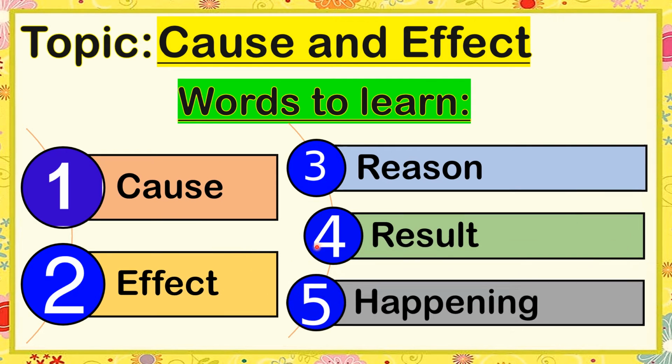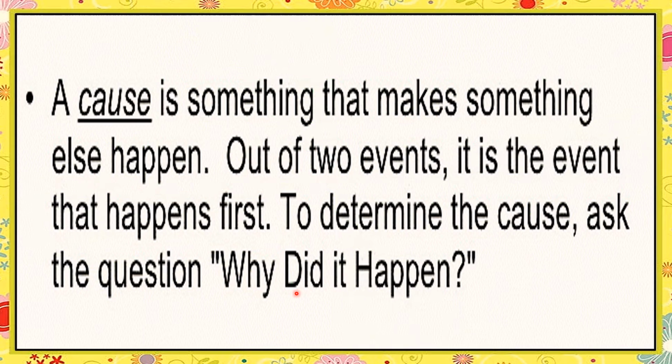And number 5, happening. Now class, let us discuss these words one by one so that later on when we go through our discussion, you will be having an idea or opinion, or you can share your knowledge about the topic that we have for today. So what is the meaning of the word cause? A cause is something that makes something else happen. Out of two events, it is the event that happens first. To determine the cause, ask the question, why did it happen?